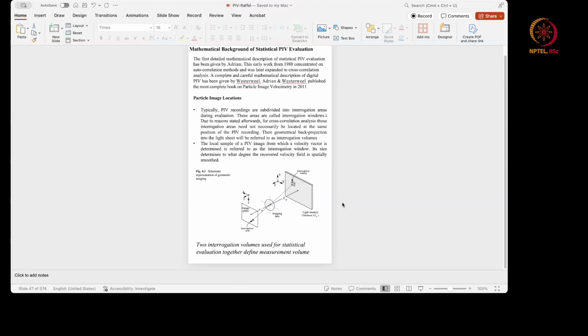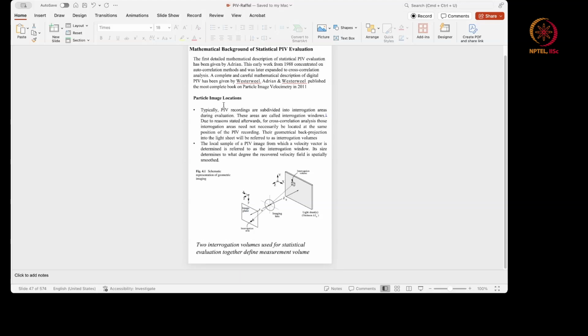The first detailed mathematical description of statistical PIV evaluation was given by Ron Adrian. Later on, a beautiful and complete mathematical description of digital PIV was provided by Westerweel and Adrian in their seminal book. Remember, this is a handbook, so this is more practical.